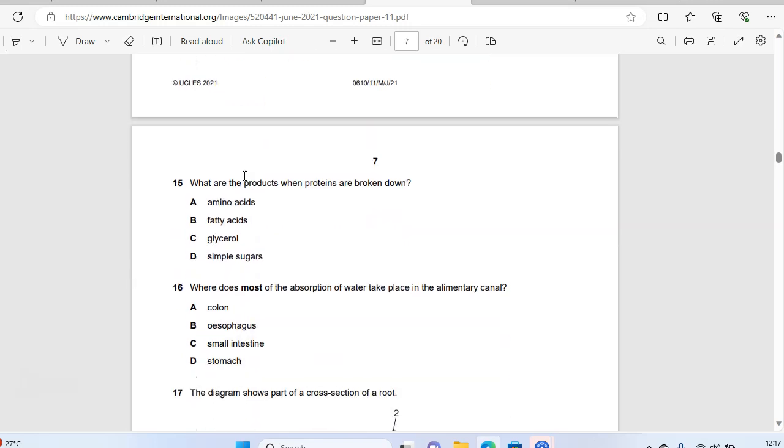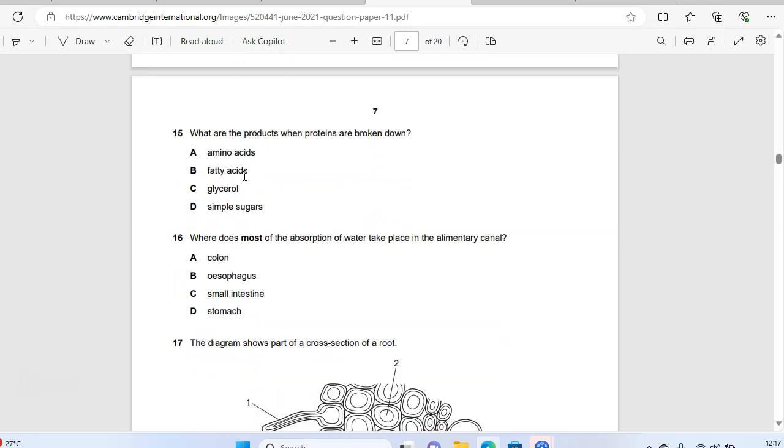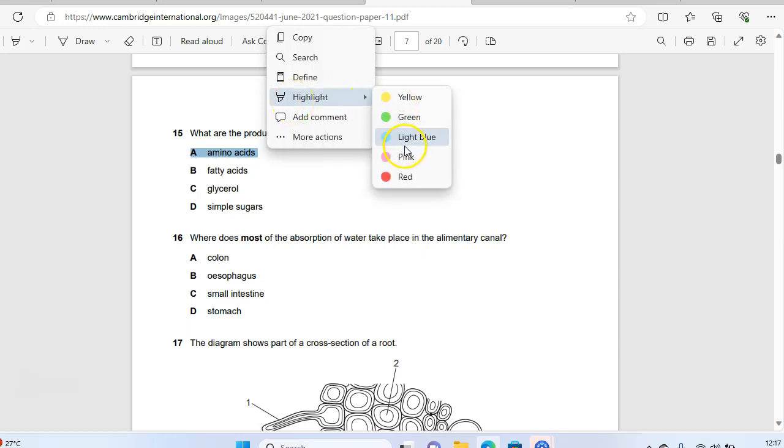Question number 15 here. What are the products when proteins are broken down? Fatty acids, glycerol, simple sugars, these are all not the right answers. The answer is amino acids. Amino acids are the building blocks of proteins.